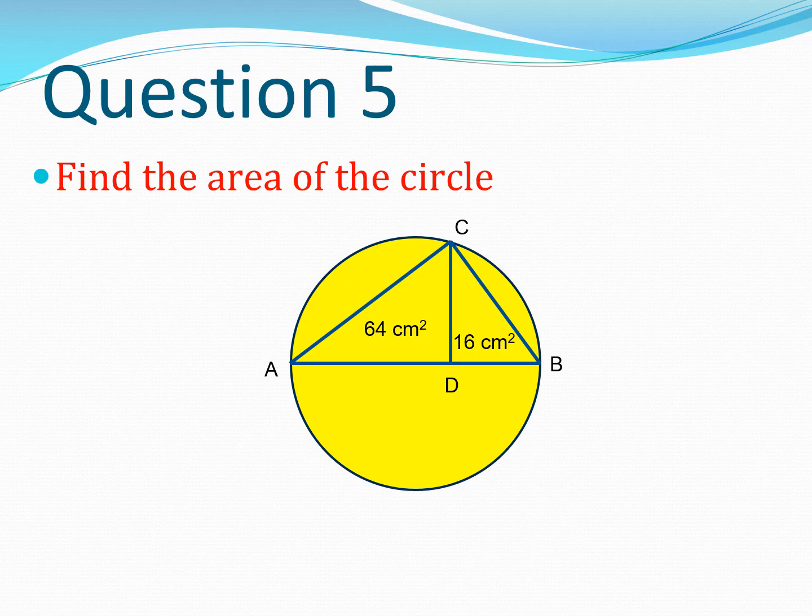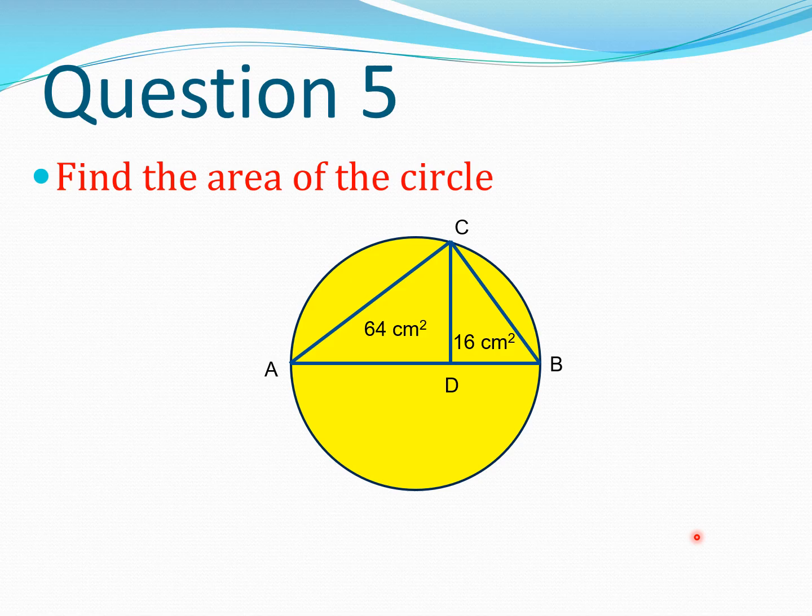Now let's come to question number 5, which is a problem related to geometry. Here the problem is that we have a circle. Inside the circle there is a triangle, and the area of these particular smaller triangles, that is ACD, is given as 64 centimeter square, and of BCD is given as 16 centimeter square, and we have to find the area of the circle.